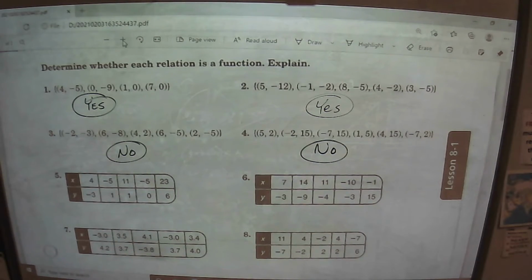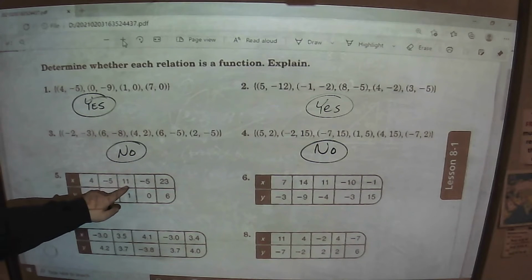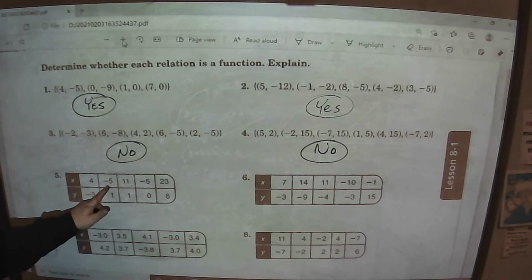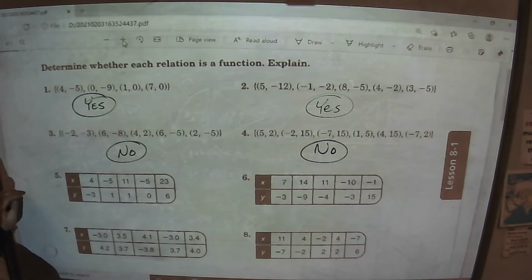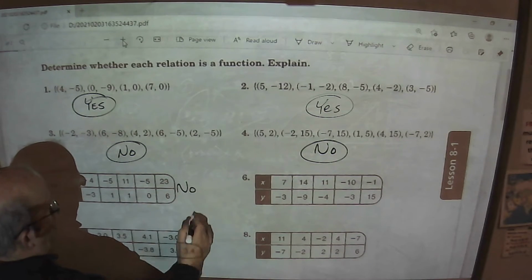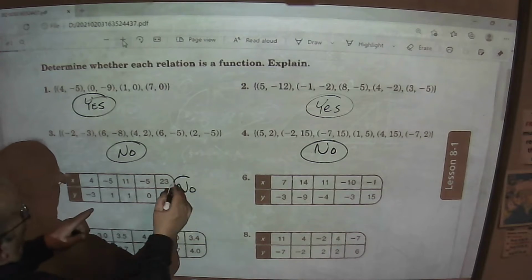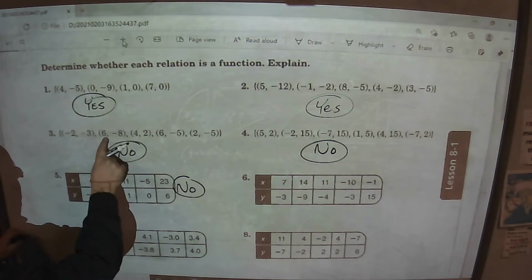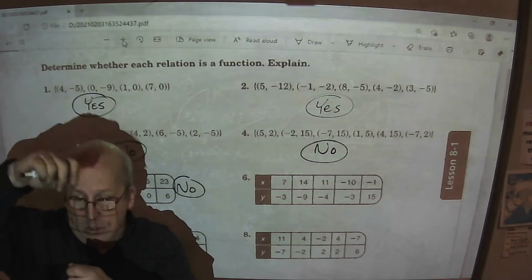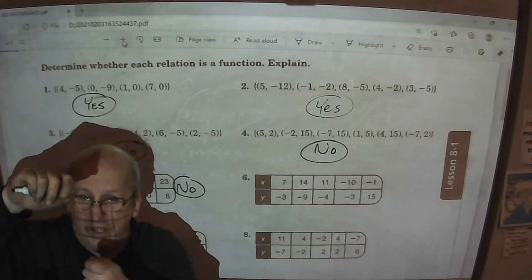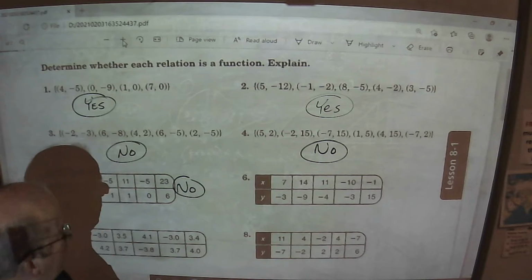Let's go to the tables. Do you see any repeat x values? Yes, -5. Notice how they have different y values. Is this a function? No. If I graphed this one, or this one, or this one, I would have dots that are directly above or below each other, and that can't be a function.